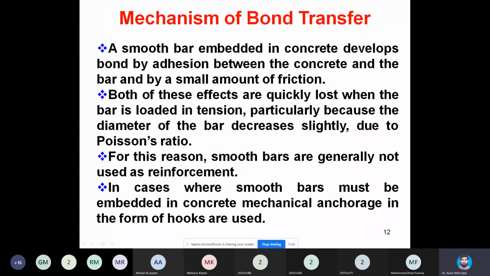So this was a brief introduction about the average bond stress, true bond stress, and some test setups I explained, like the prism test or beam under 1 point or 2 point loadings, and then finally the test setup of the pull-out test. Now on this slide number 12, we want to discuss the mechanism of bond transfer. Very simple explanation is given here. A smooth bar embedded in concrete develops bond by adhesion between the concrete and bar and by a small amount of friction. So only two mechanisms are present.